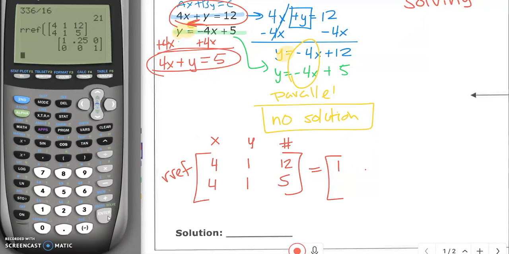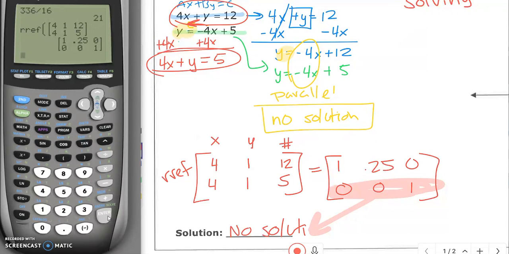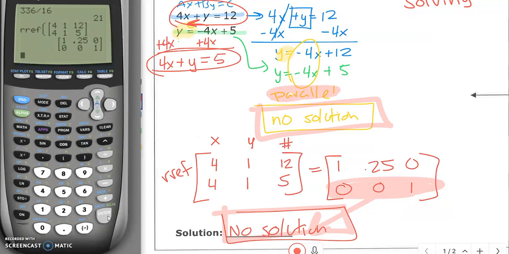is 1.25, 0, but the real thing on the bottom I'm looking for is that 0 0 1. And that 0 0 1 tells me that it's no solution. So either you look to see that they're parallel lines, or that you have that 0 0 1, but both of those things tell you it's no solution.